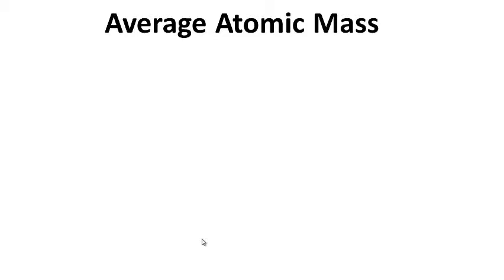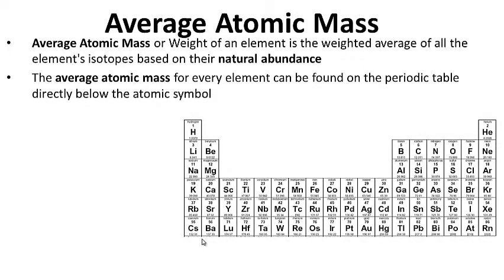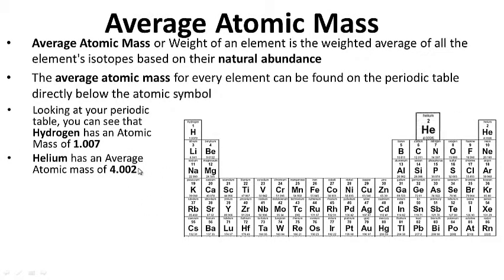All right, so average atomic mass. Average atomic mass, or weight, of an element is the weighted average of all the element's isotopes based on their natural abundance. The average atomic mass for every element can be found on the periodic table, directly below the atomic symbol. Looking at your periodic table, you can see that hydrogen has an atomic mass of 1.007. Remember, that's about the mass of a proton, and most hydrogen atoms are made up of a single proton. Helium has an atomic mass of 4.002. Notice they're not perfectly even numbers.